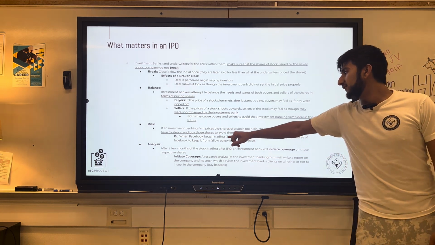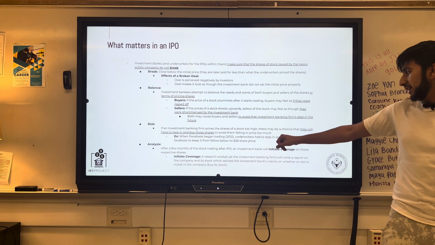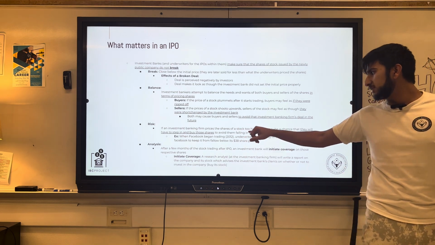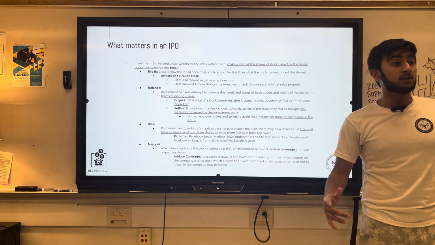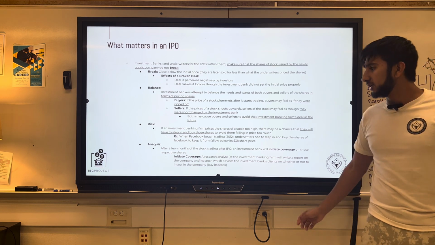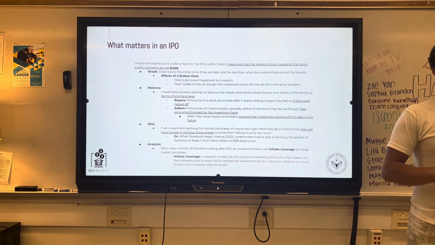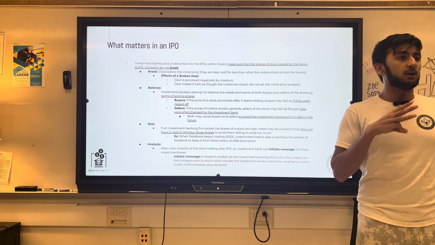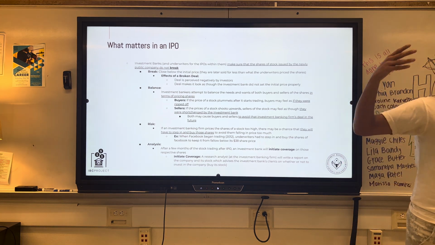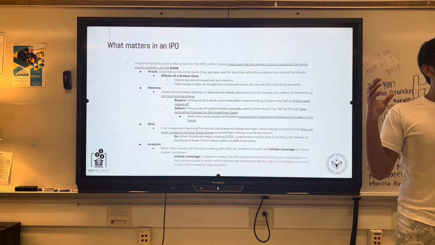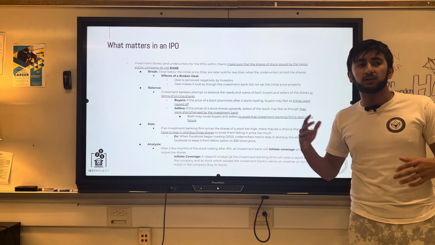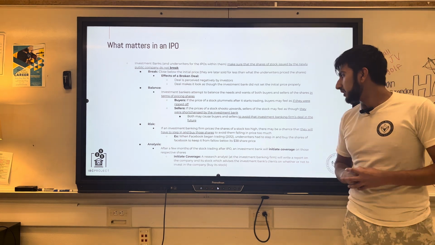An example would be when Facebook began trading in 2012, underwriters had to step in and buy the shares of Facebook to keep it from falling below its $38 share price. So this is important because this is what lays the foundation for chapter 3, research reports, those buy, sell, hold recommendations, all of that. We're going to start looking at research reports and figuring out, should I buy the stock, should I not, and so on.